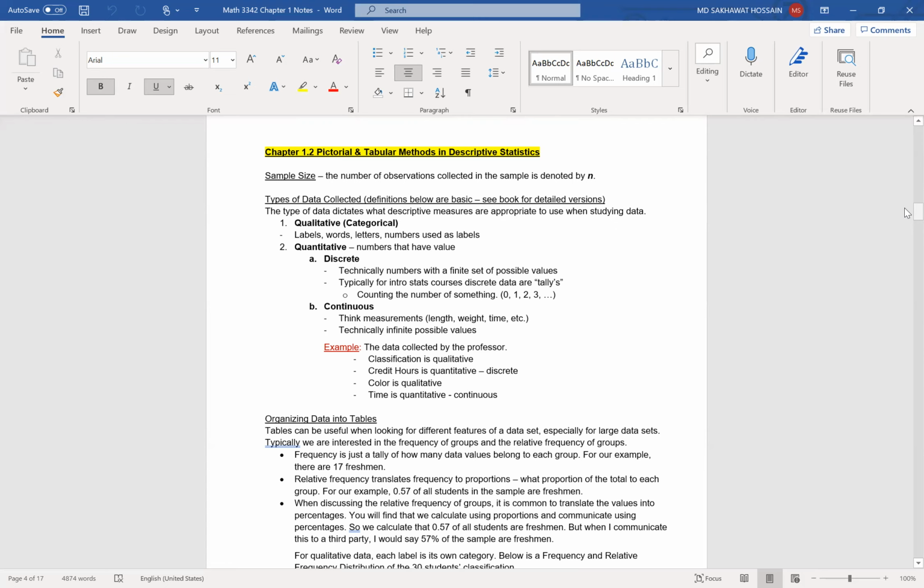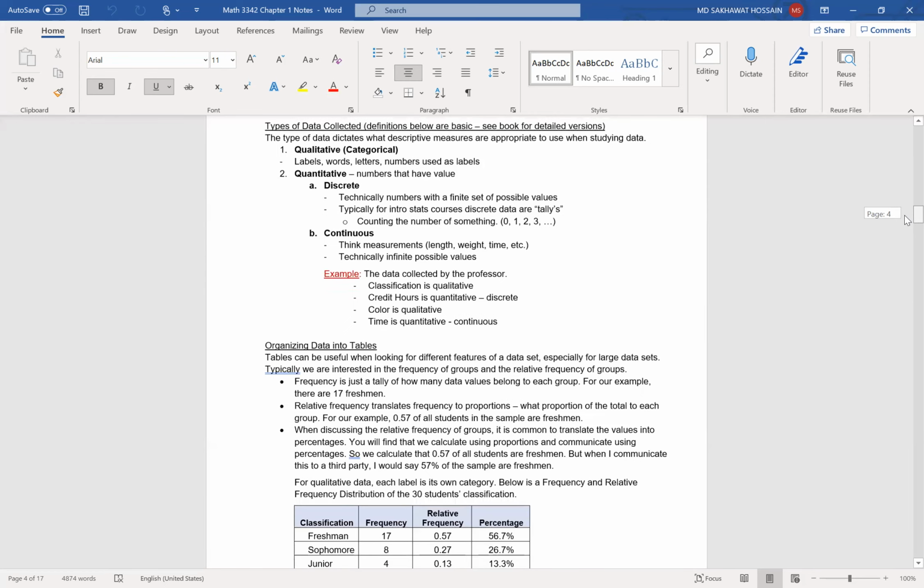And continuous, for example, the score in an exam. The score can take any value, right? From 0 to 100. For example, one student's score could be 10.2 or 50.5 or 50 or 50.7. So it can take any number. Or consider the weight of a person. This is also continuous, right? The weight can take any number, a whole number or a fractional number. So this is called continuous.